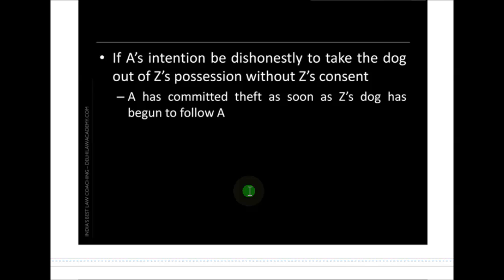The student will find here that what is important is the intention. If the intention is to dishonestly take the dog, then even if nothing has been done to the dog, the mere moving of the dog amounts to theft.